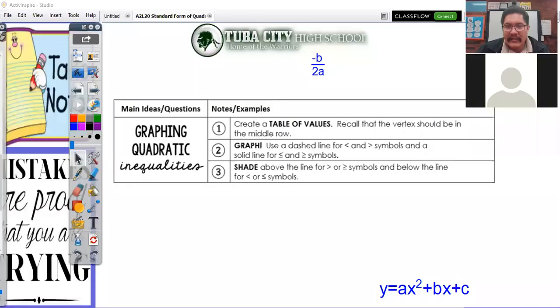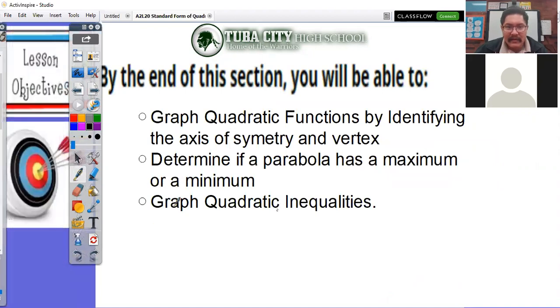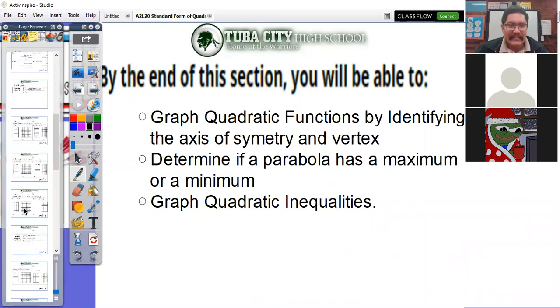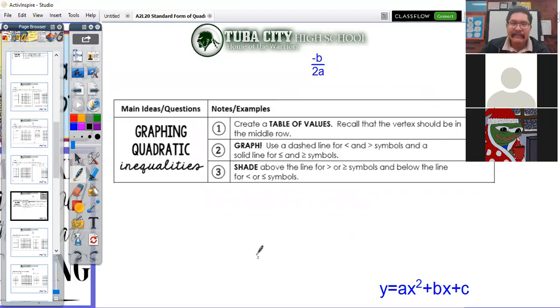All right, so from where we left off the last time, we were graphing quadratic functions. And this time we are doing the next part. So we're continuing on with graphing quadratic inequalities. So that is going to be this part down here, graph quadratic inequalities. We're going to go ahead and see if any of them have maximums or minimums, and use the axis of symmetry and the vertex in order to find these parts of the graph.